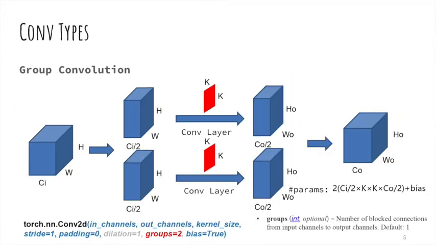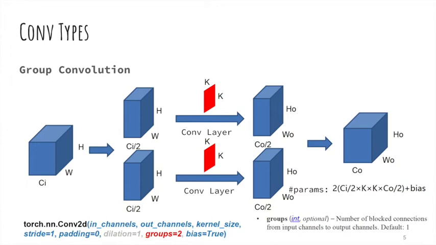Next, it is group conv. We separate the feature map into groups. The input is ci times w times h. We separate the feature map into two groups. Then we have h times w times ci divided by 2 and h times w times ci divided by 2, like cutting a cake. Then each will have their own kernels. Then the output will be co divided by 2 times ho times wo.